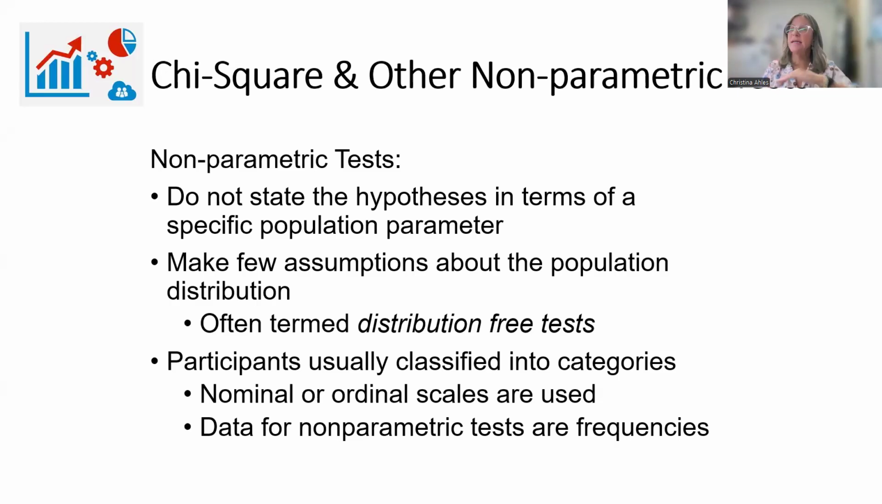The data does not align with that bell-shaped curve. It's just categories. So typically nominal or ordinal scales are used for this type of data. And the data that we have is just based on frequencies: how many people fall into this category, or how many people fall into this other category. That's all that the data is basically saying.